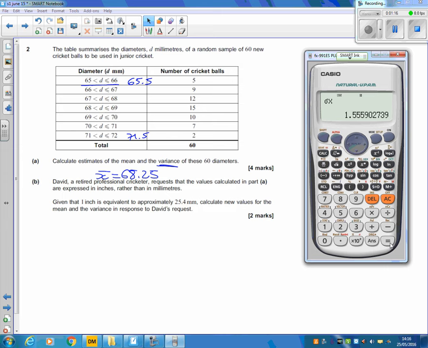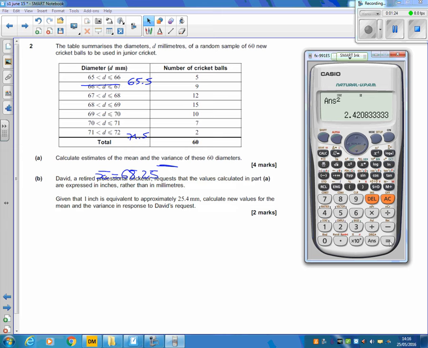Of course, to get the variance, we need to square that thing. So just typing that thing squared gives us that our variance is equal to 2.42.